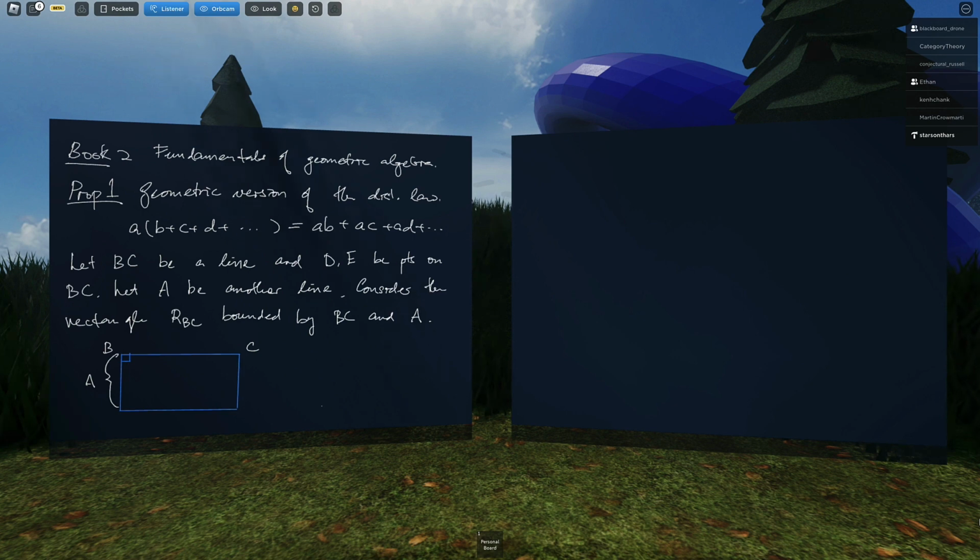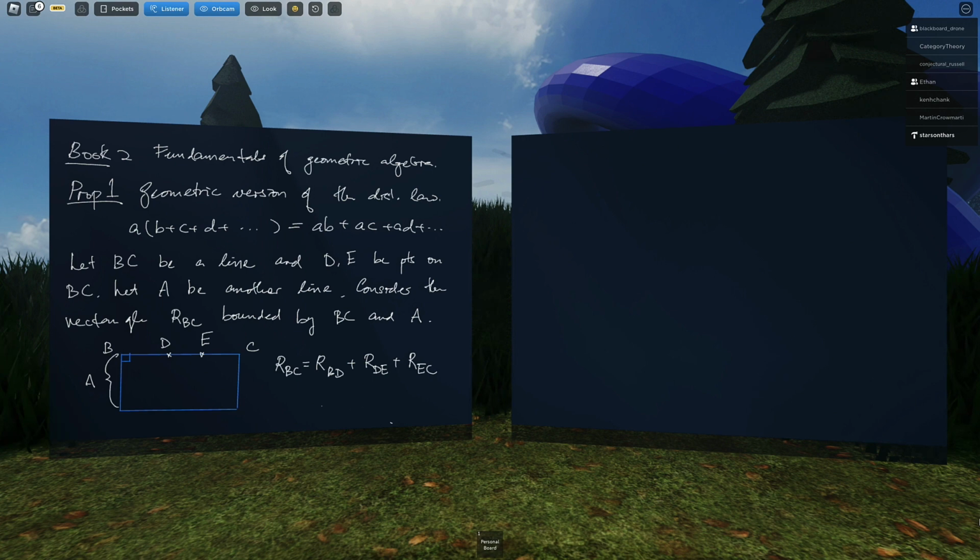Okay, so similarly, most of these propositions are really just notation and saying things in a way that's not super confusing. The claim here is that R_BC is equal to R_BD plus R_DE plus R_EC. Probably should draw these in. So we said that D and E were points on BC. So there's a D and there's an E, right?